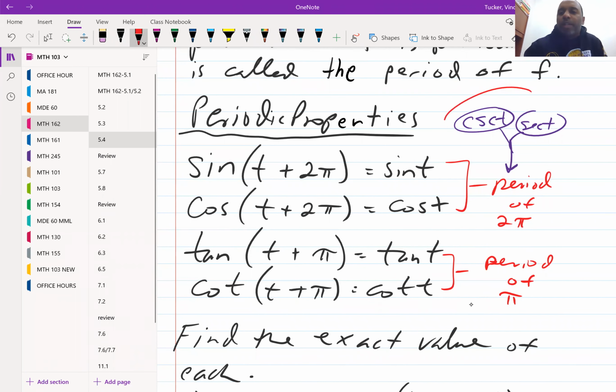And also, I didn't mention it, but I wrote it right here. Cosecant and secant also have the same period of 2 pi. All right. Everybody good?